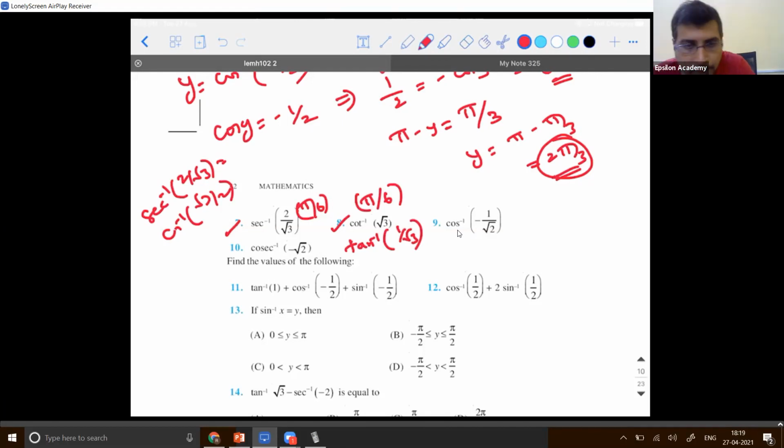So cos inverse of minus 1 by root 2. Which quadrant will it belong to? 3 pi by 4, very good. So cosecant inverse of minus root 2: minus pi by 4. Very good. Right, so this is how you solve the problems.